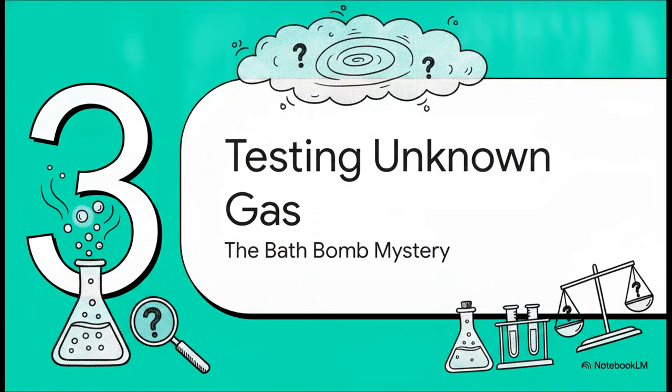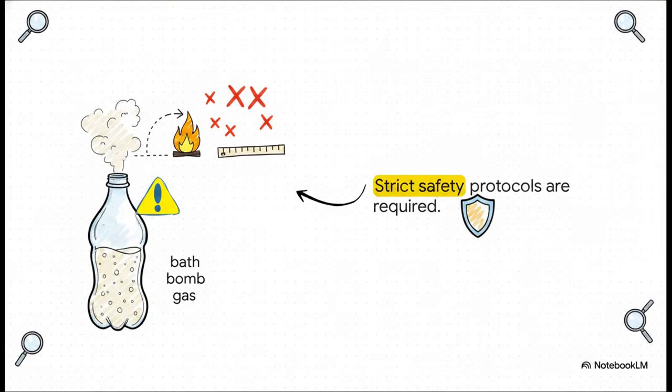Section 3. Testing the unknown gas. First, a quick but super important word on safety. You've got to follow strict protocols here. Since we are generating the bath bomb gas in a regular plastic soda bottle instead of a lab-grade glass flask, we absolutely must keep our open flames at least an inch away from the plastic. The goal here is to test the gas, not melt the bottle and create a completely different kind of mess.